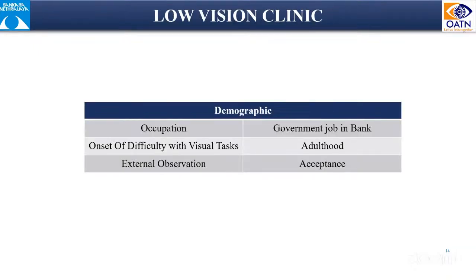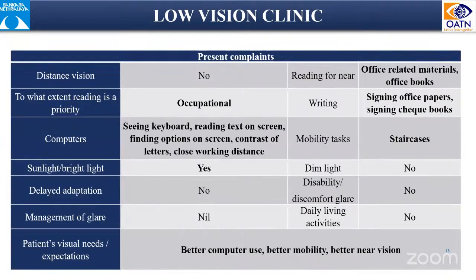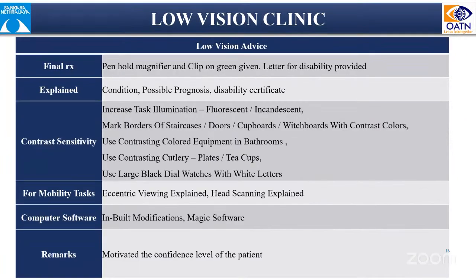In the low vision clinic, the patient was working in a bank and was at a stage of readiness for acceptance, but was highly worried and complained about occupational difficulties as listed here. Her major needs were better computer use, better mobility, better near vision, and the ability to tolerate bright light more. So post-trial, a pinhole magnifier, clip-on green filter, and various strategies to enhance contrast and eccentric viewing with head scanning technique and lifestyle modification were explained. The patient was counseled strongly and motivated.